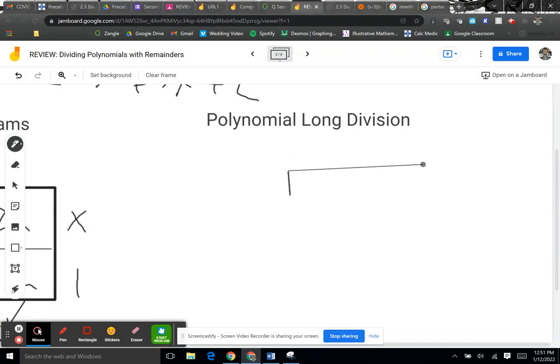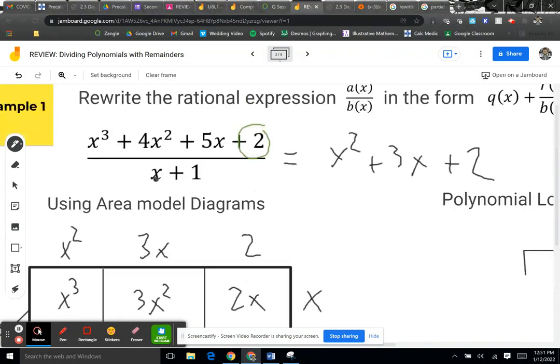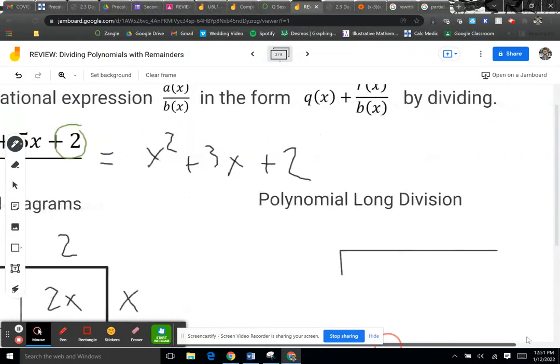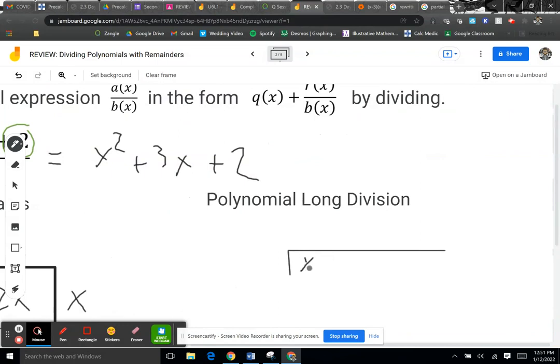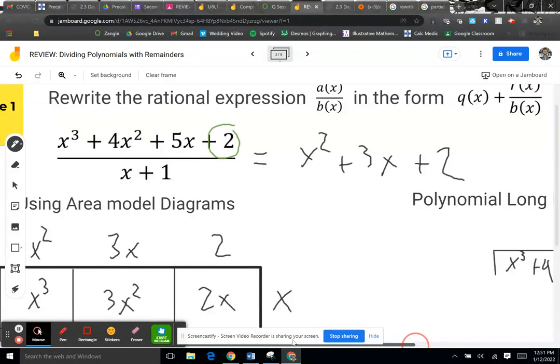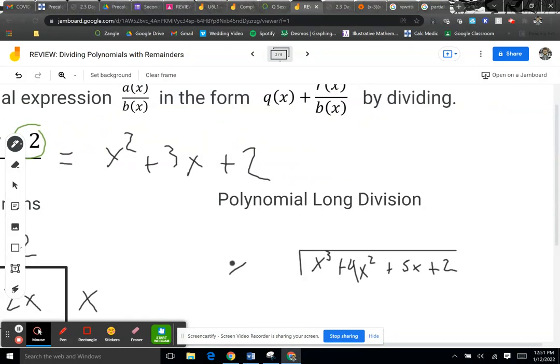So we can set up our division symbol here. Inside, we'll have our numerator, which was x cubed plus 4x squared plus 5x plus 2. We're dividing that by the denominator, which we knew was x plus 1. So we have x plus 1 here.